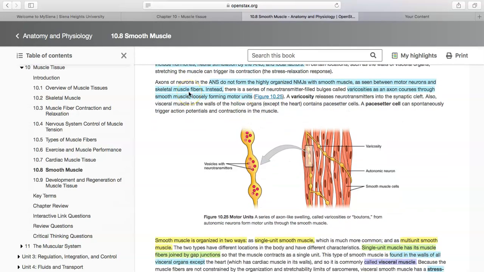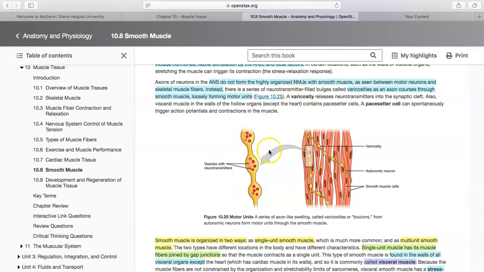Another interesting fact about this is that the axons of neurons don't form those highly organized neuromotor junctions that we talked about in cardiac and skeletal muscle, but instead, what we get are these.